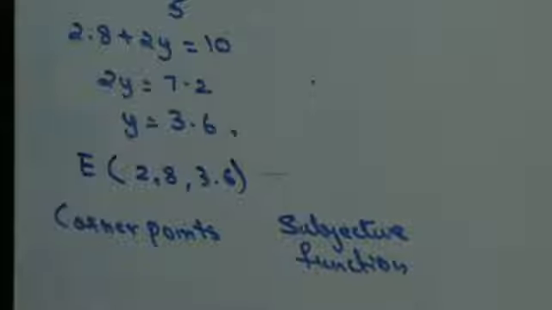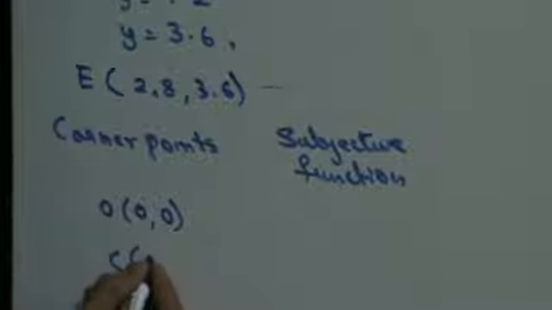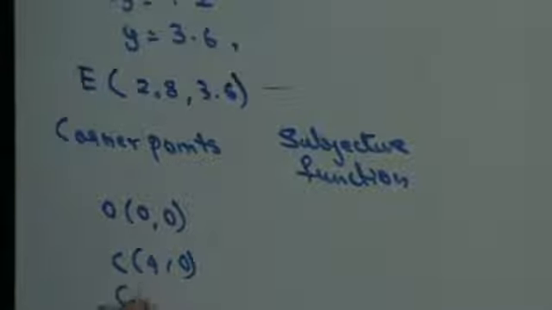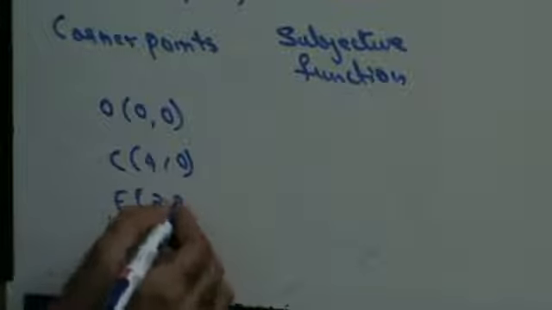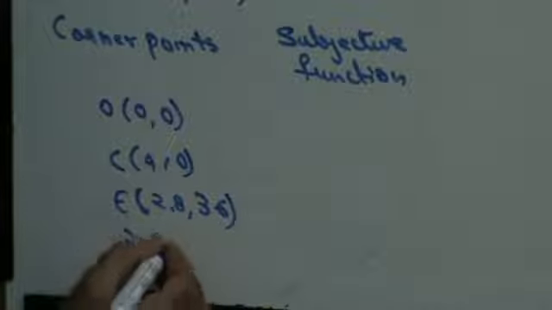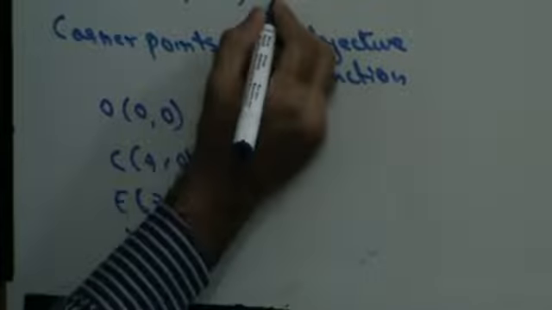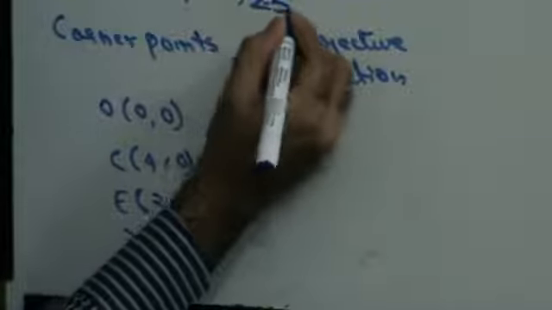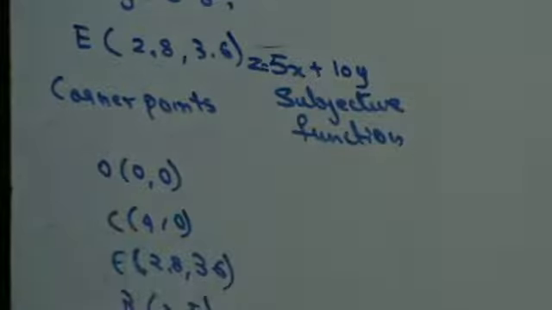Now my corner points are O, which is (0, 0), C, which is (4, 0), E, which we found to be (2.8, 3.6), and last is B, which is (0, 5). Your objective function, what they initially asked you to maximize, is z = 5x + 10y. Substitute these values of x and y.